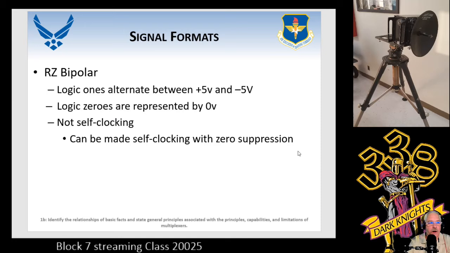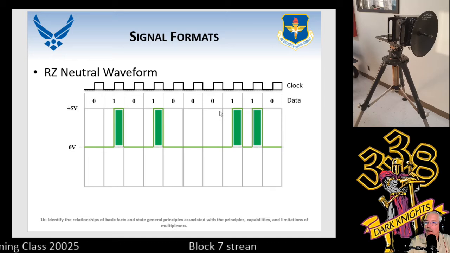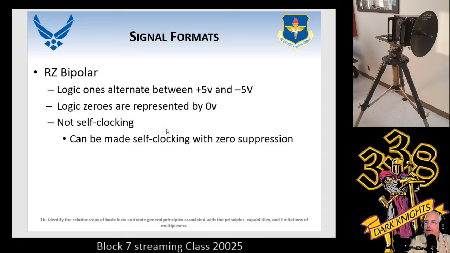We have something called RZ bipolar. Now you'll see that, again, logic 1s alternate between the +5 and a -5, and logic 0s are always represented by 0. So this is kind of RZ neutral in a way. You're going to see the difference is when we see another data of 1, it's going to do something called alternate with bipolar.